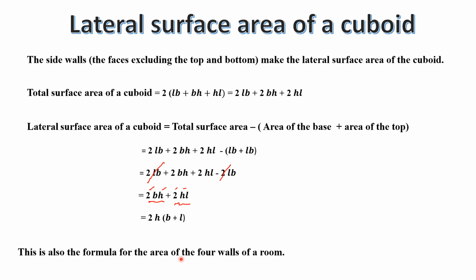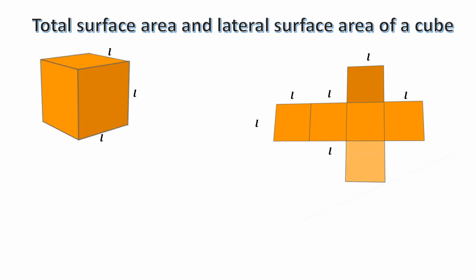And this is also the formula for the area of the four walls of a room. Suppose you are sitting in a closed room. The room is like a cuboidal shape, isn't it? If you have to find the lateral surface area of the room, it means you have to remove the area of the floor and the area of the ceiling. So this lateral surface area is also known as the area of the four walls of a room.